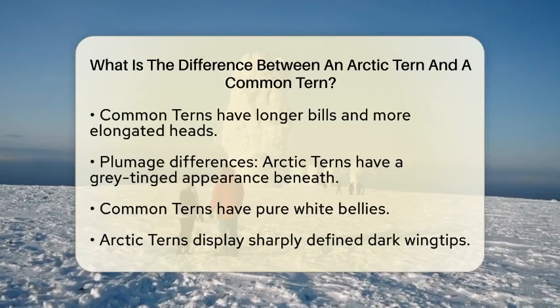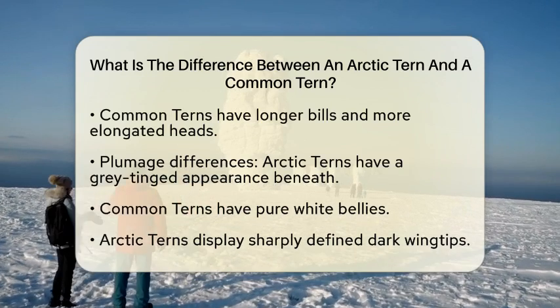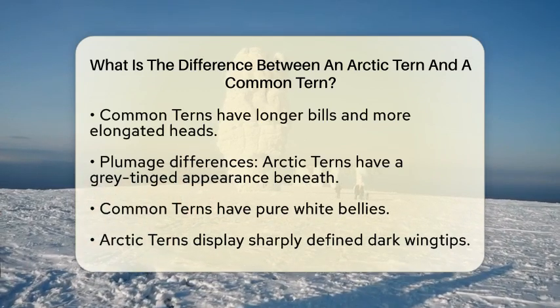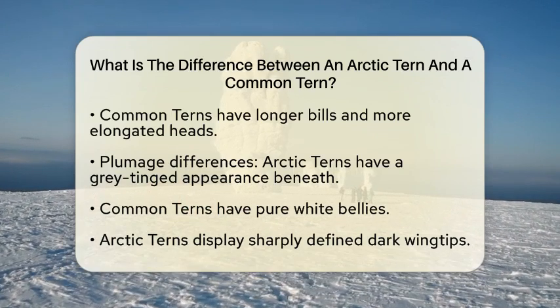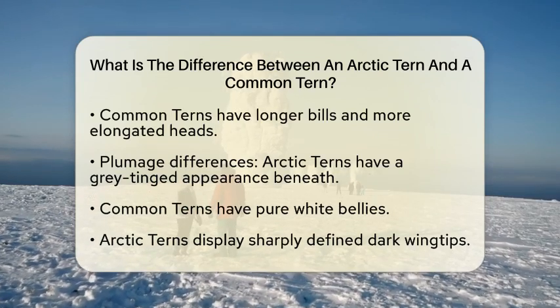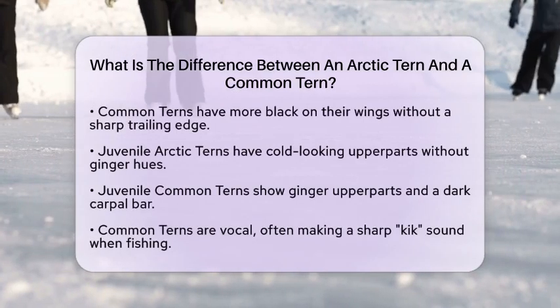Juvenile birds also have differences. Young Arctic terns have cold-looking upperparts without ginger hues and lack a prominent dark bar on the wing. Juvenile common terns, however, show ginger upperparts and a dark carpal bar on the wing. Next, let's look at their behavior and habitat.